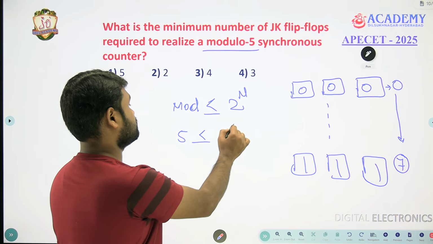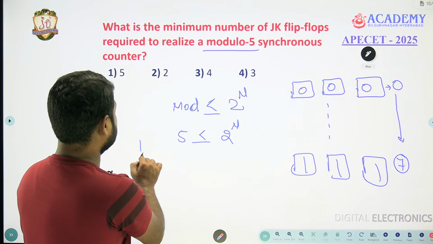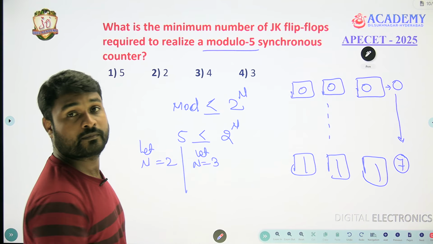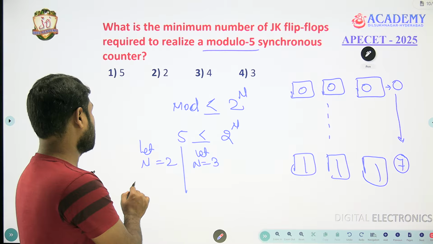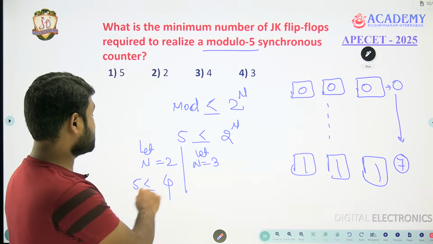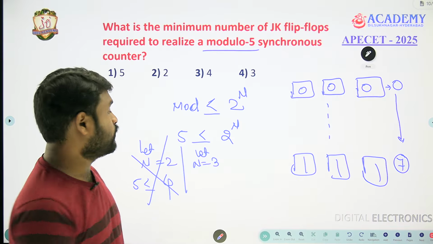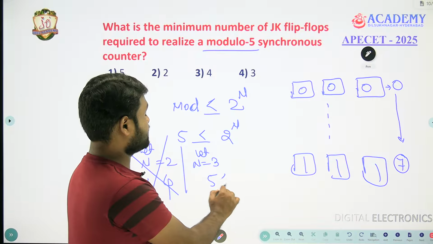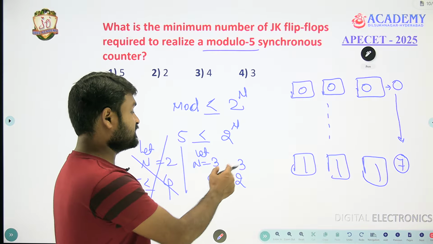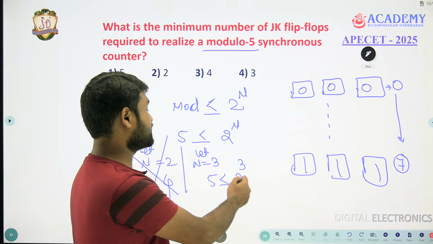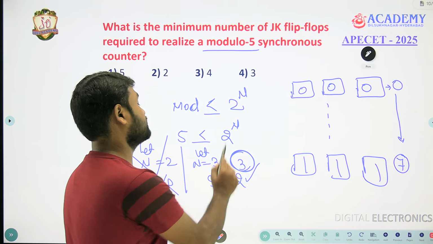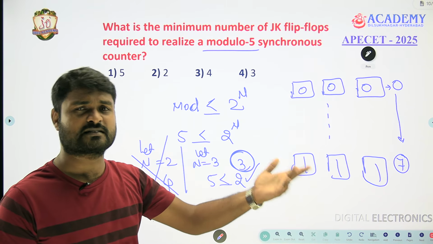Let's try. Let n equal to 2, let n equal to 3. When n is equal to 2, what will happen? 5 less than or equal to 2 to the power 2, which is 4. Is 5 less than or equal to 4? Not correct. If you put n equal to 3, 5 less than or equal to 2 to the power 3, which is 8. 5 less than 8, yes, that condition is satisfied, that is correct. So your minimum number of flip-flops required is always 3 for mod 5 synchronous or asynchronous counter.